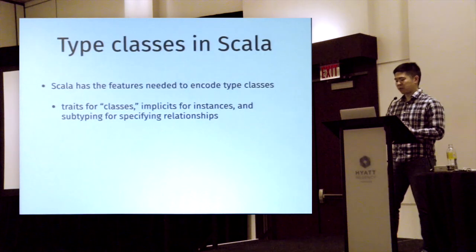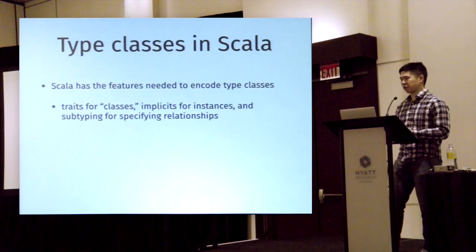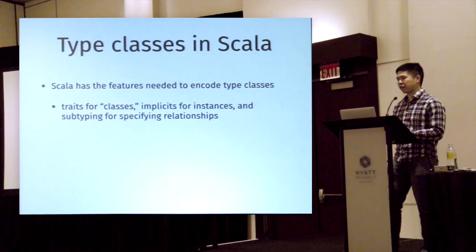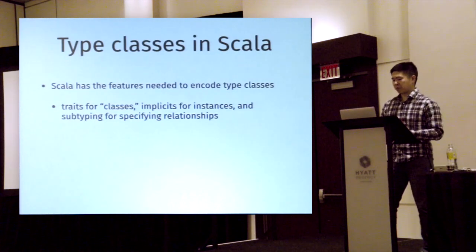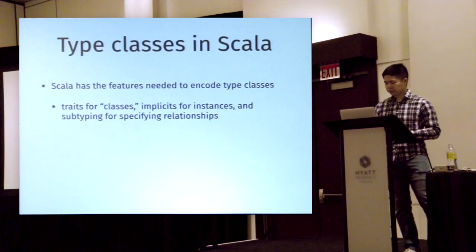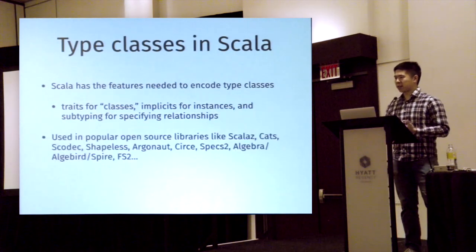And then we use subtyping for specifying relationships between type classes. So just like in object-oriented hierarchies, you can have a very general type class that encodes equality, and then you can have something more specific, like a type class that encodes ordering. And so we use subtyping for specifying those relationships. And this approach has been working for the most part for a good number of years.